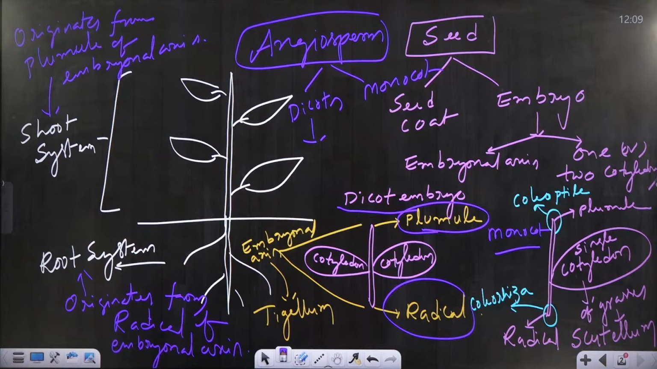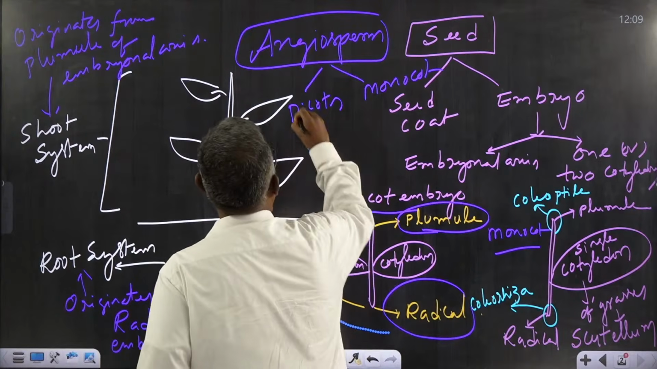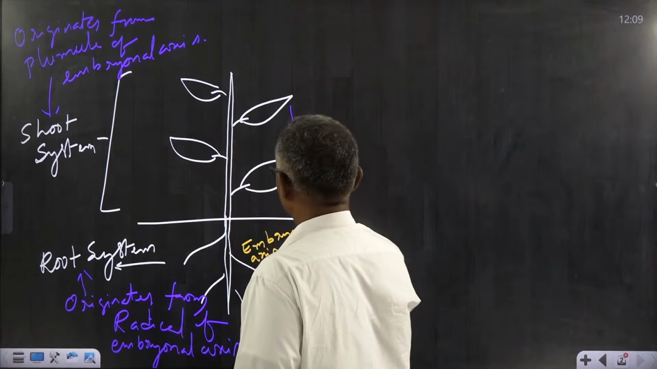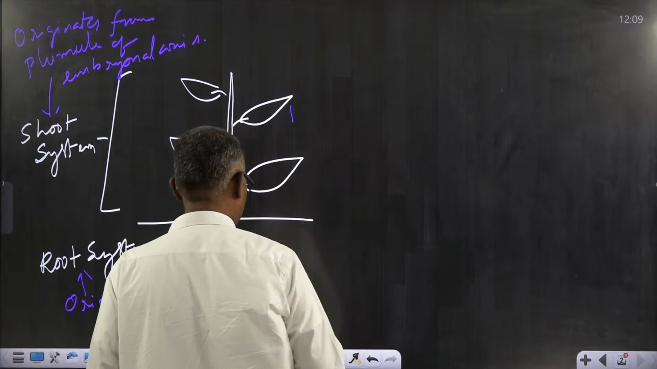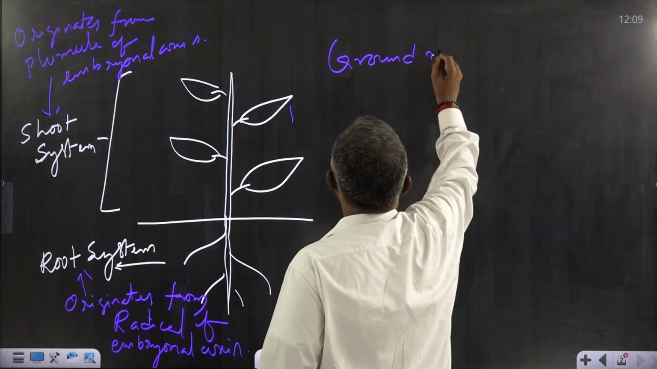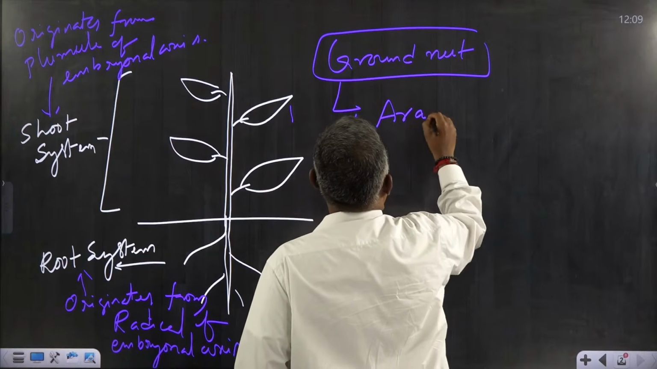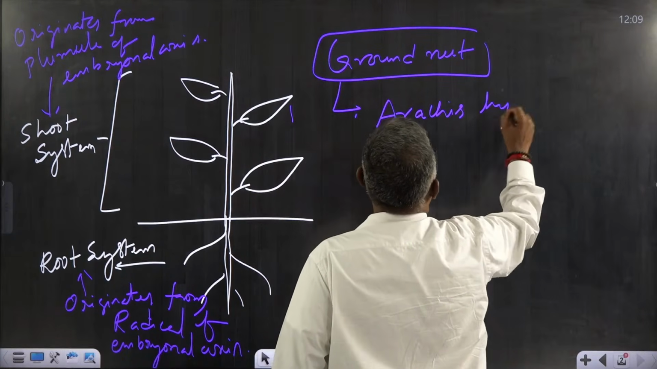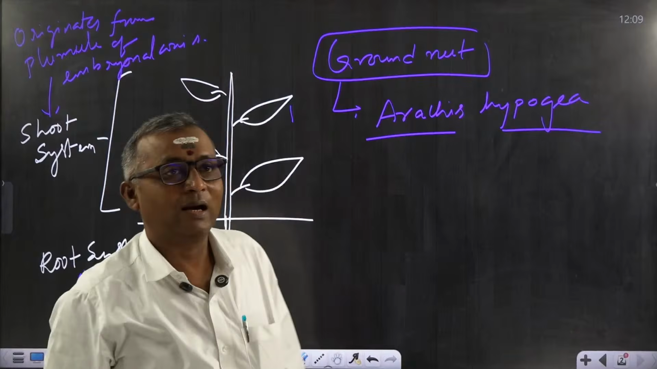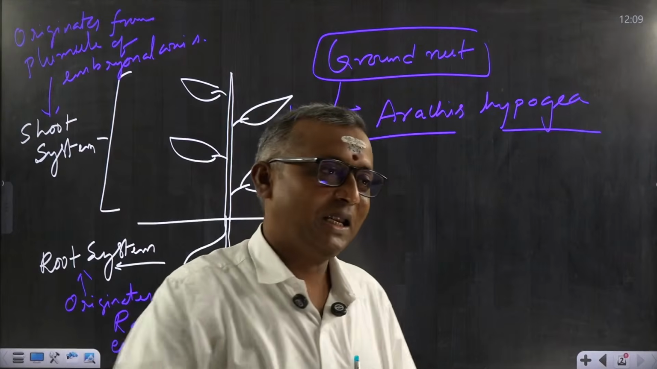Groundnut. Do you know the botanical name? It is Arachis hypogea. What is the botanical name? Arachis hypogea. So don't start asking the botanical name for every plant.